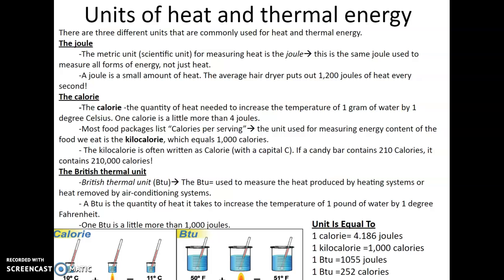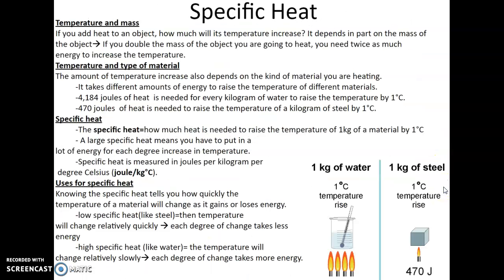Heat, or thermal energy, since you're still talking about energy, is going to be measured in joules. You can also measure heat in calories or BTUs. Here are some conversions between the different units that you can measure thermal energy or heat in. Okay, we're going to be talking about specific heat. You probably talked about specific heat in chemistry, and we're going to really touch on it again.